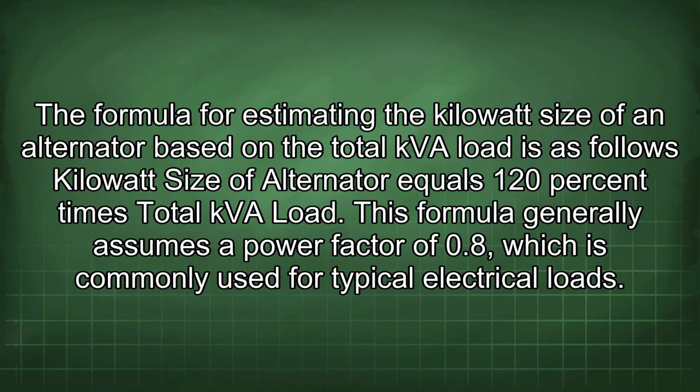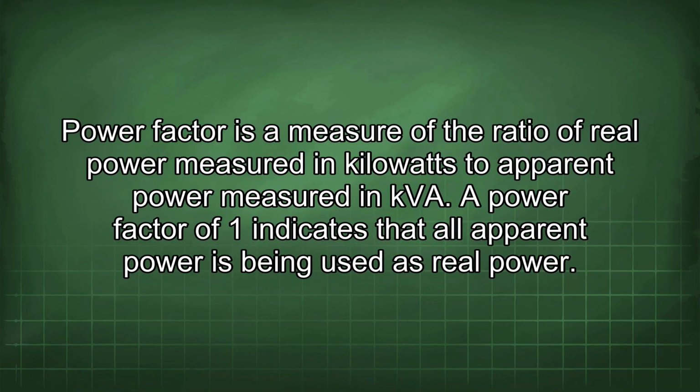The formula for estimating the kilowatt size of an alternator based on the total kVA load is as follows: kilowatt size of alternator equals 120% times total kVA load. This formula generally assumes a power factor of 0.8, which is commonly used for typical electrical loads. Power factor is a measure of the ratio of real power measured in kilowatts to apparent power measured in kVA. A power factor of 1 indicates that all apparent power is being used as real power.